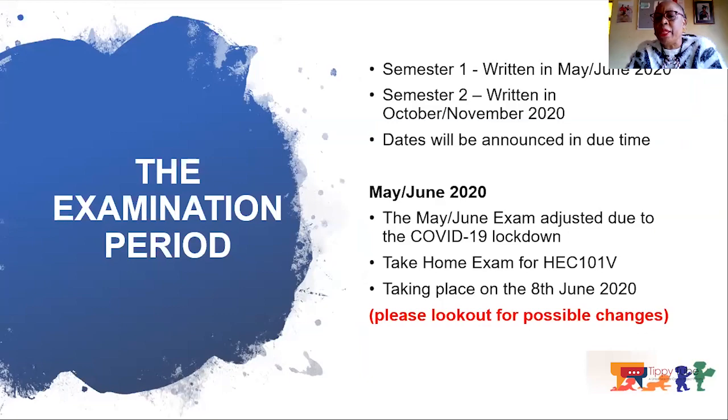The examination period is the May-June for semester 1. For semester 2 is October-November. Dates will be announced, but we already know that you're going to write your May-June on the 8th of June 2020. Please keep on watching every announcement. If it changes, you should be able to see that. Remember that we announce every changes. So don't say because I said the 8th and it has changed, now it's a huge outcry that I've lied to you. No, anything can change.